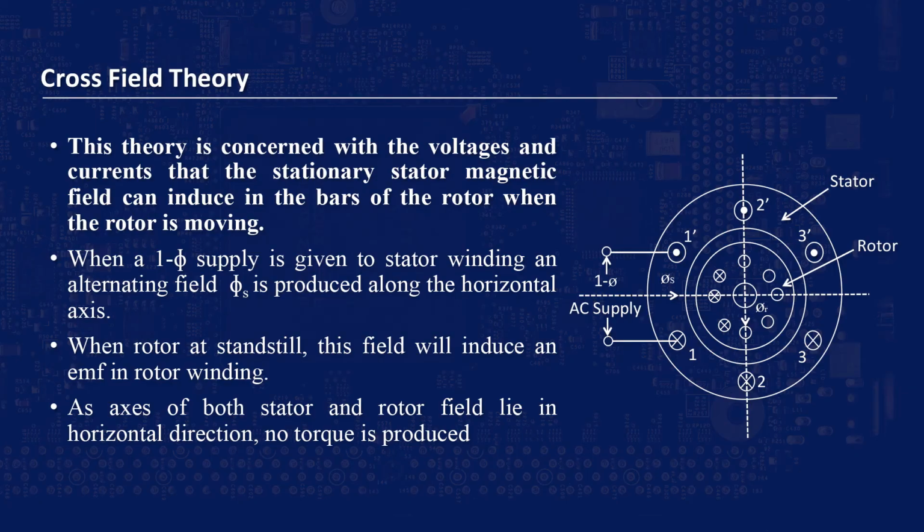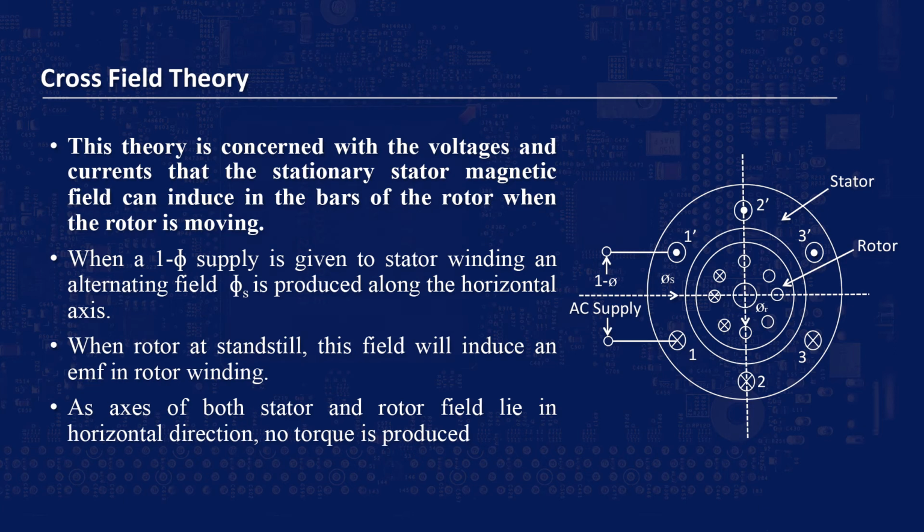Now, we will come to the next theory, that is your cross field theory. Cross field theory is a little bit different from your double field revolving theory. This theory is concerned with the voltages and currents that the stationary stator magnetic field can induce in the bars of the rotor when the rotor is moving. Here in cross field theory, we are giving a movement to the rotor.